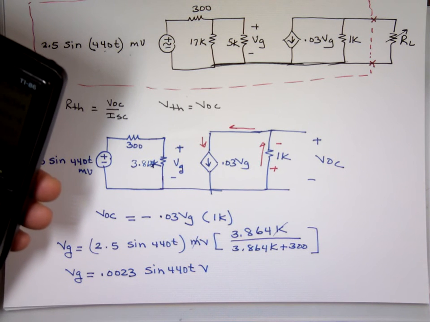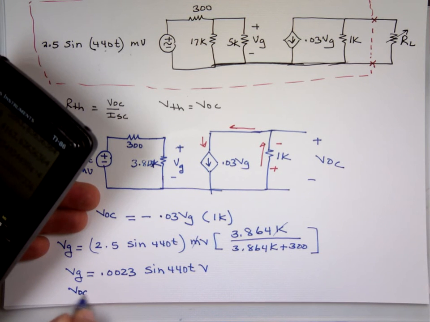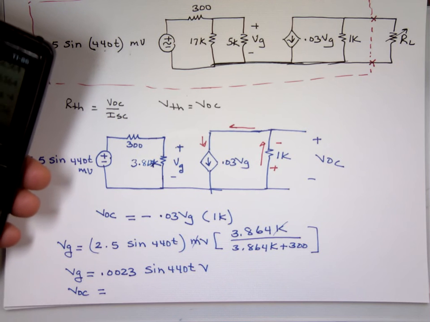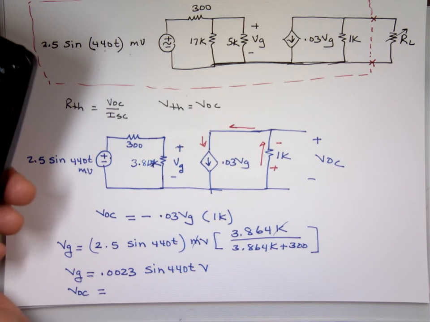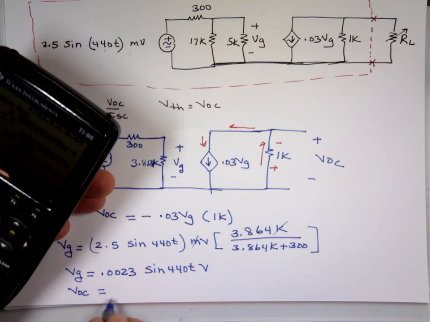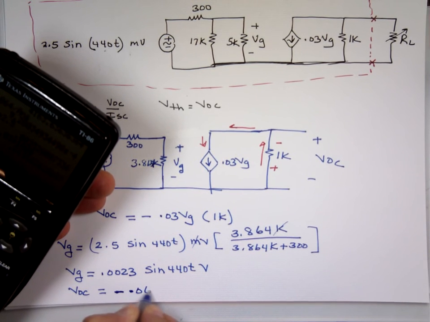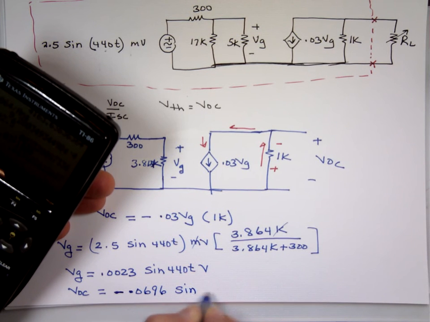And now to find V open circuit, multiplied by that, what's V open circuit going to be? Times a negative 0.03 times the 1,000. And if everything is good, I got negative 0.0696 sine 440t.